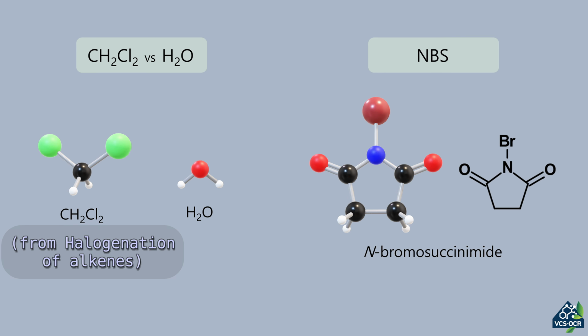Now let's compare the solvent effects of CH2Cl2 and H2O, showing how each directs the fate of the bromonium intermediate and the resulting product distribution, and then briefly outline practical measures, with a focus on NBS as a controlled bromine source, to minimize byproducts.